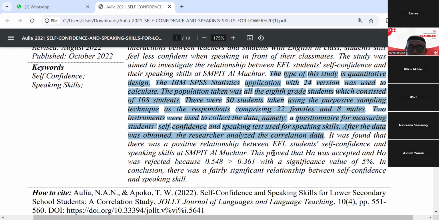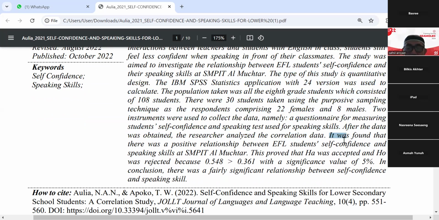It doesn't matter, but I prefer to write a longer move 4, not a longer move 3. This move 3 is very long, while move 4, the result, is not very long, only two sentences. It was found that there was a positive relationship between EFL students' self-confidence and speaking skill at SMPIT Al Mukhtar, a junior high school.